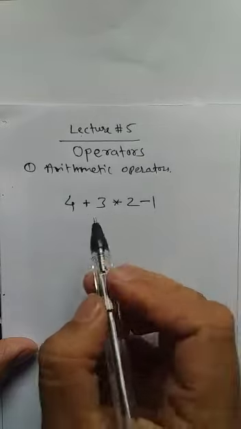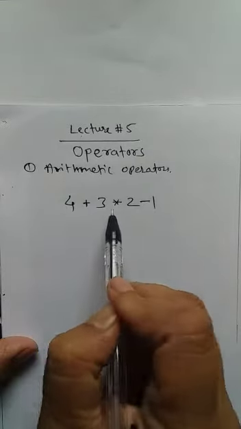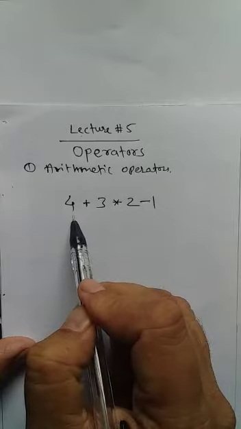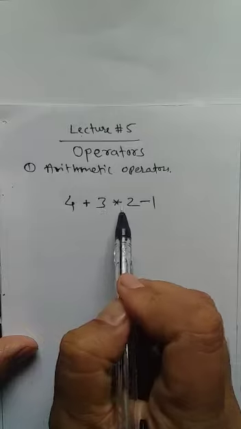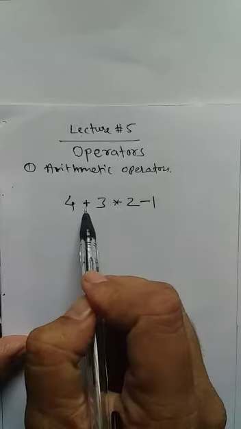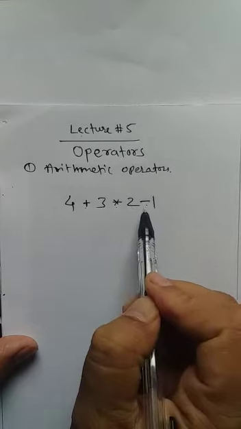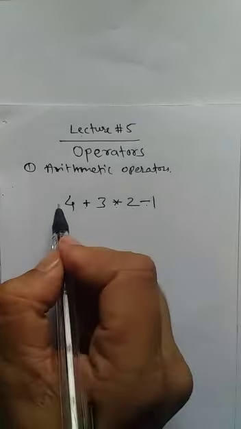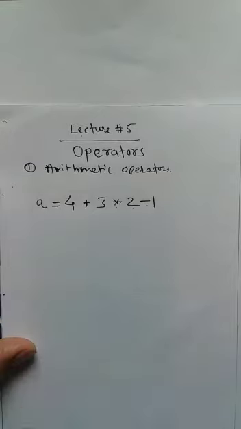But what if I want to perform the operation on this complete expression, which we call an arithmetic expression? What does the arithmetic expression contain? It contains different numbers, and the plus, multiplication and minus are the operators, and whatever result we obtain will be stored in a variable a. So here, how will it execute?